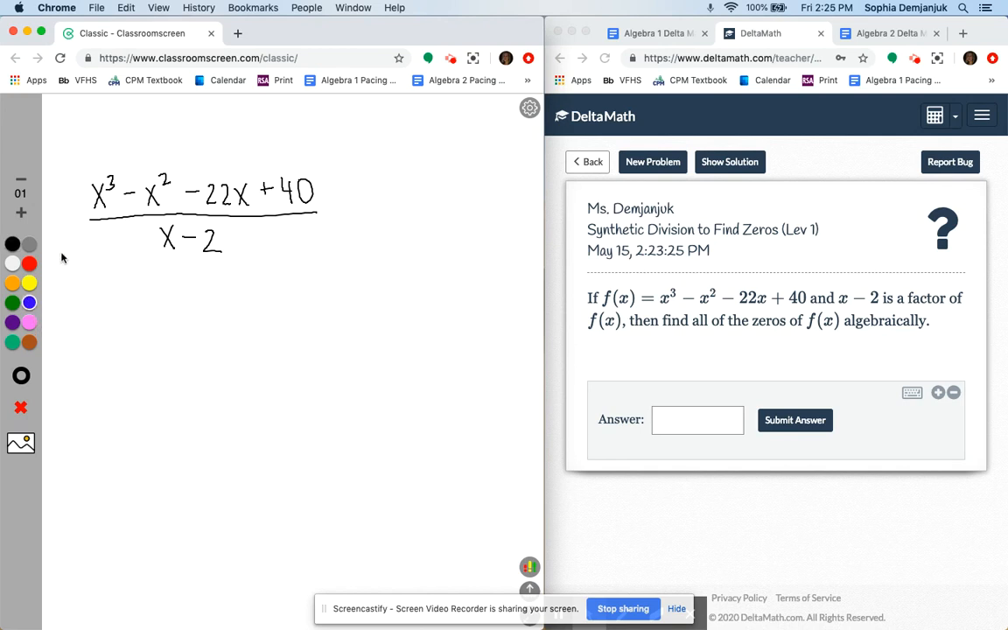So I'm going to start by finding the coefficients of my numerator. I have a 1, a -1, a -22, a positive 40. And we know that if we're dividing it by x minus 2, I set it equal to 0 and solve for x. So adding 2 to both sides, I get x equals positive 2.